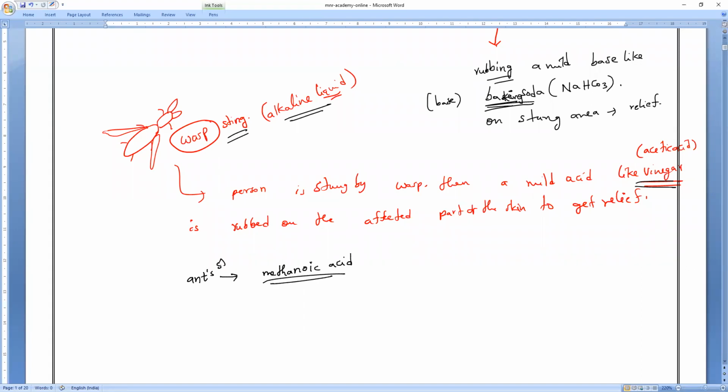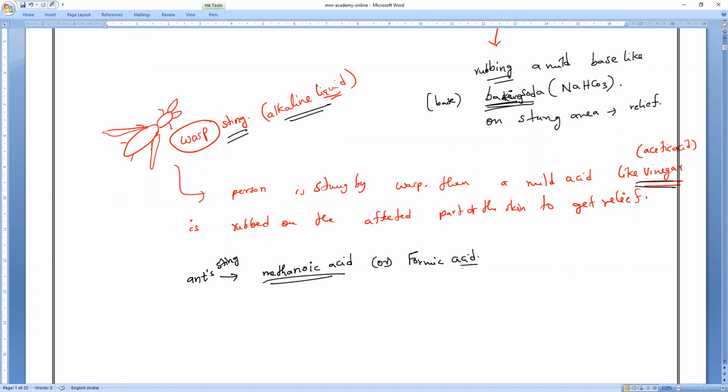So ant stings also, what acid will they secrete? Everybody? Yes, please. Methanoic acid, into the skin of a person. So it also causes burning pain. Of course, some ants release formic acid also. Mr. Vijay is saying, yes, Mr. Vijay. So methanoic acid, or for an ant sting we can say formic acid also. So both are secreting acid.